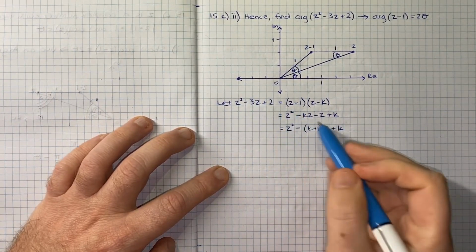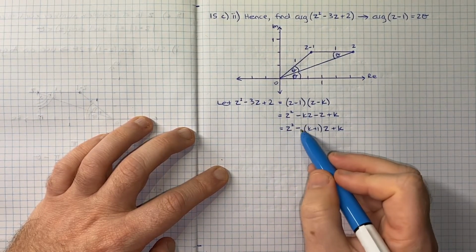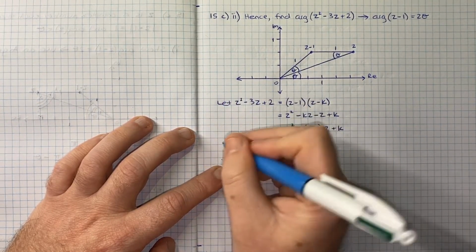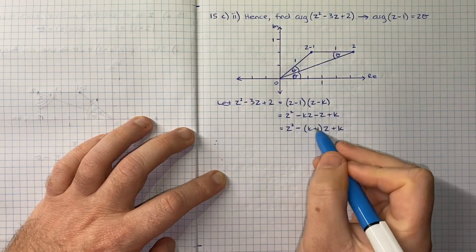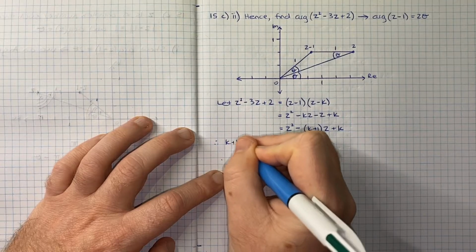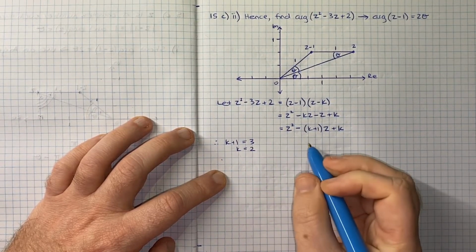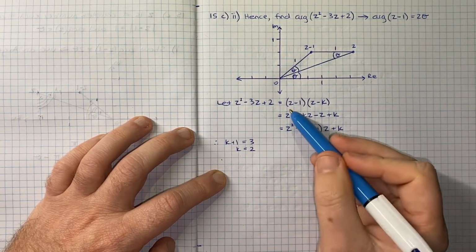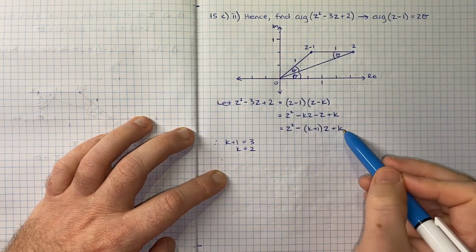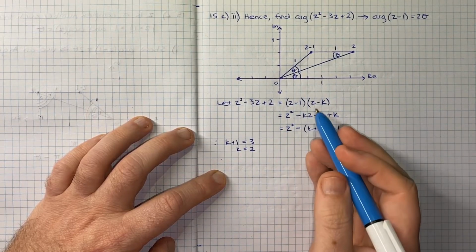And then if we equate coefficients, we can see that here we've got minus 3 in front of the z, here we've got minus (k plus 1) in front of the z. So we can say that the 3 will be equal to the k plus 1. So k is in effect 2. And that makes sense given we've also got our constant on the left-hand side being 2 and our constant over here being k. So k is 2, clearly.